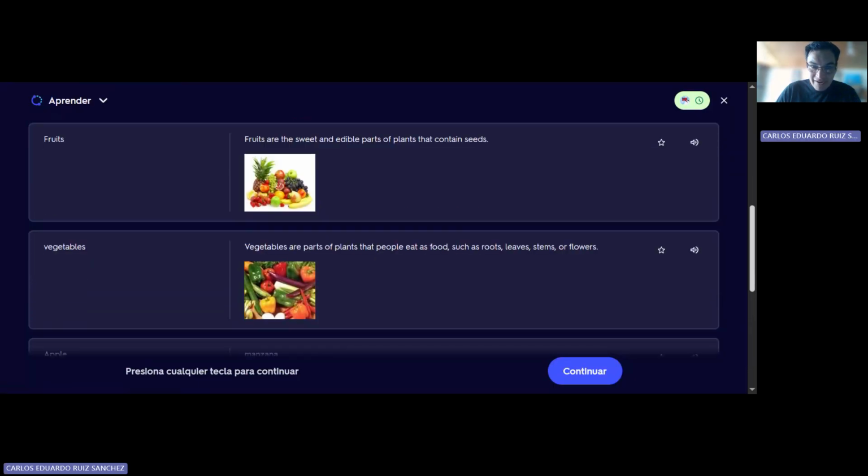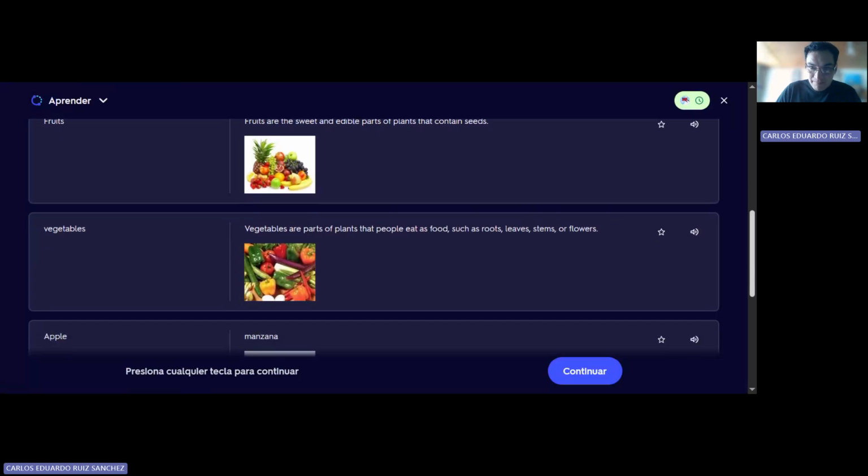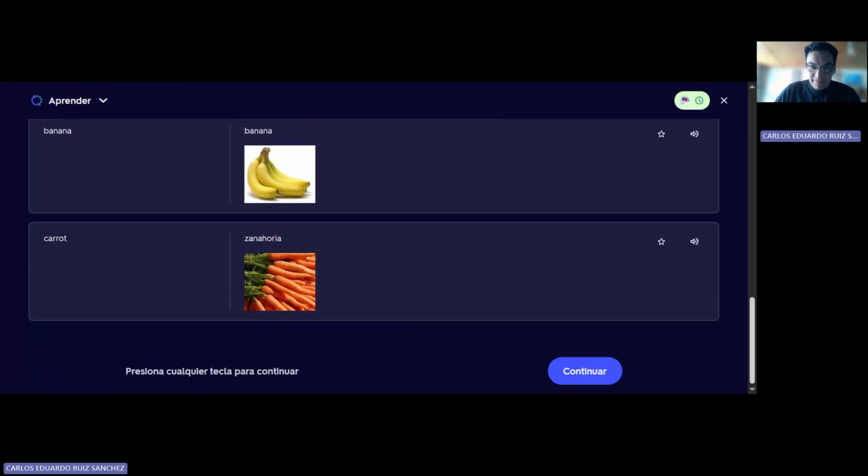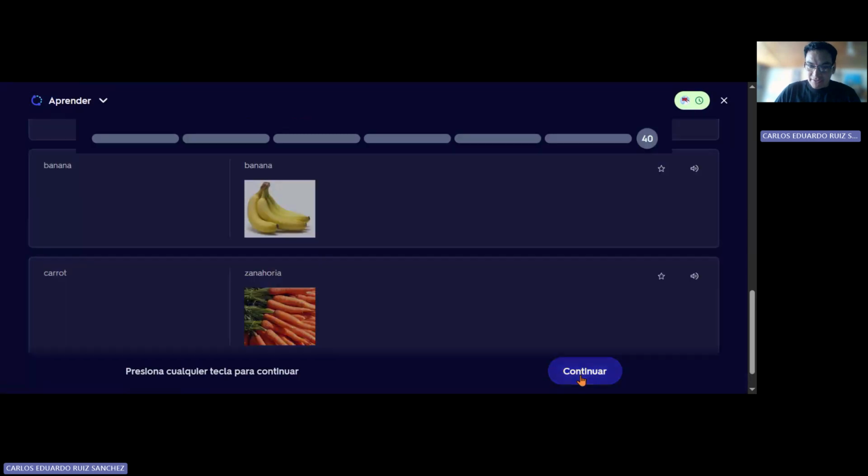What was the hardest? Perhaps here. This is a word that is common that the students pronounce in incorrect form. So pay attention to the pronunciation. Vegetables. Vegetables are parts of plants that people eat as food, such as fruits, leaves, stems, or flowers. Vegetables. Okay. And when you finish this part, let's continue.